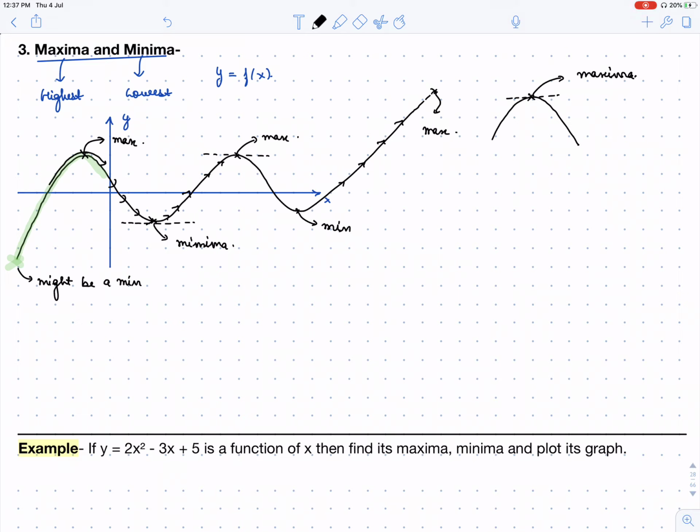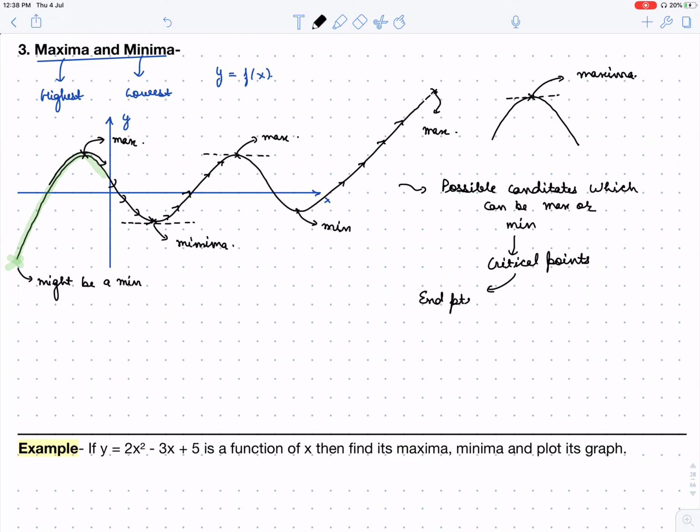So in the whole graph, we are just finding the possible candidates which can be maxima or minima. And we have shortlisted these points. Firstly, we call these points critical points. And then we have shortlisted the critical points as two kinds: one as endpoints and second are known as turning points.